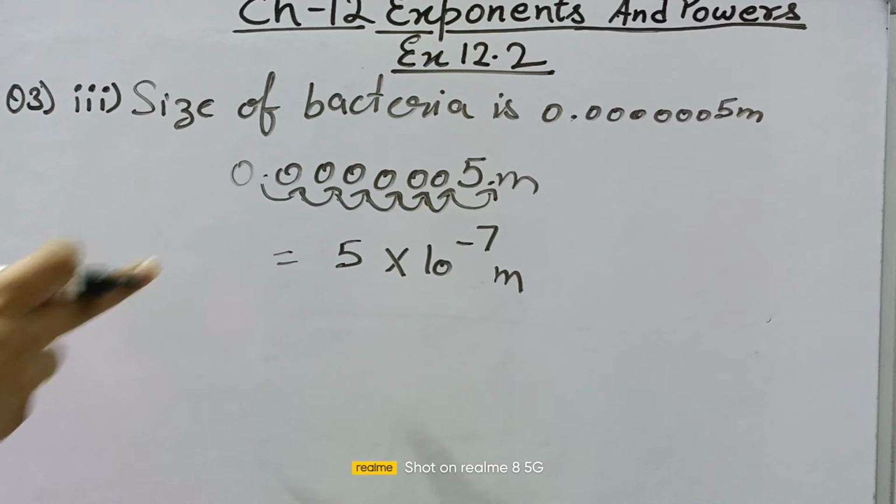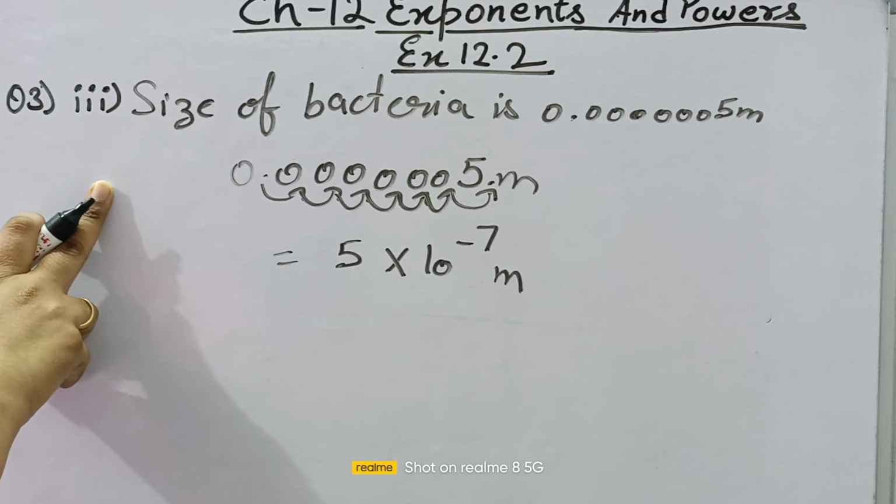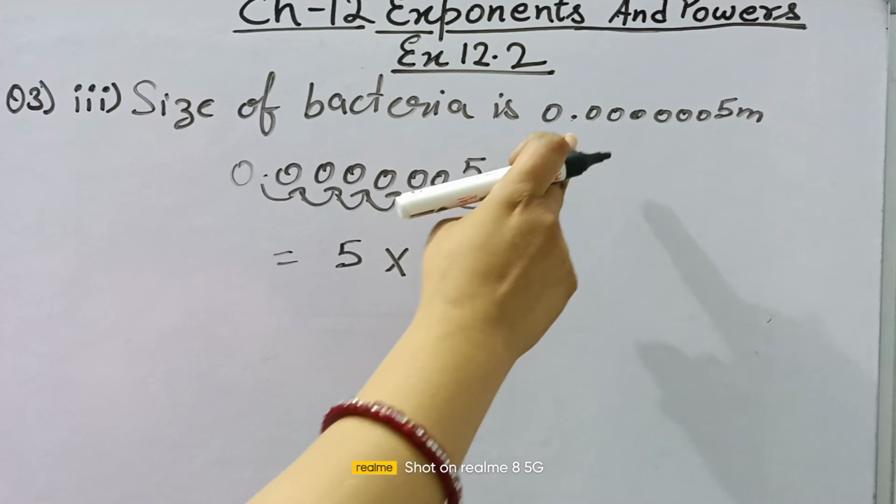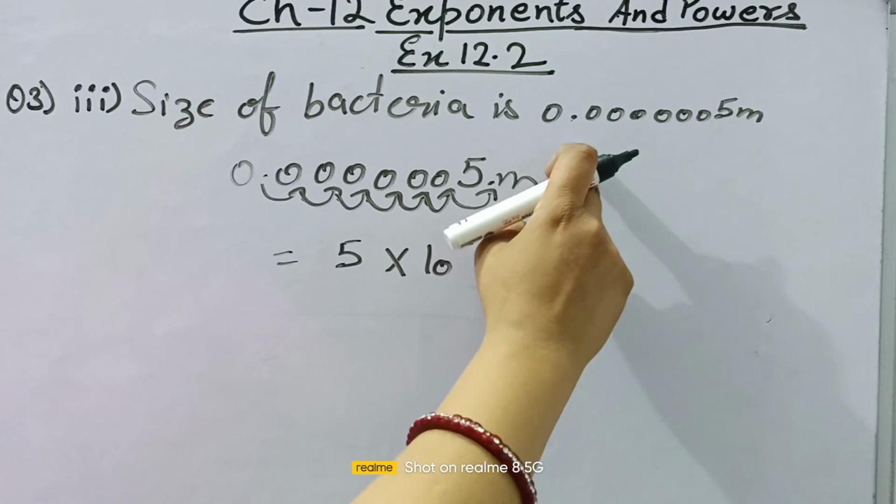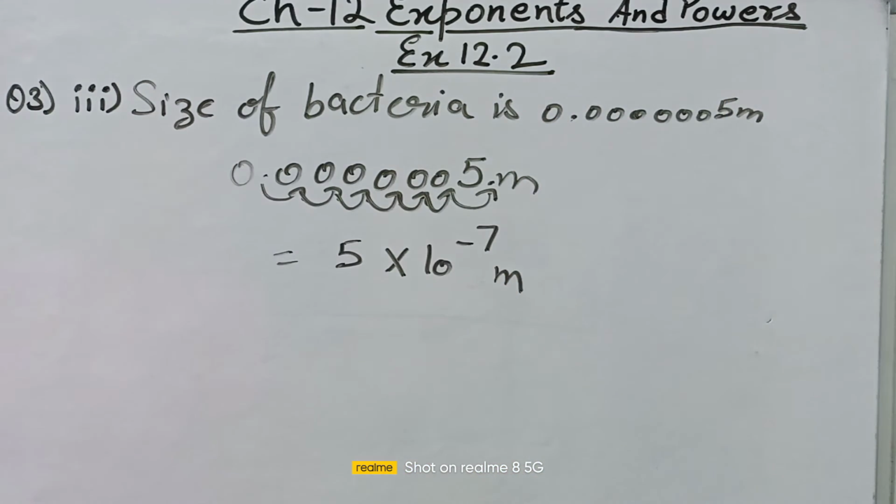Right? You can do it with that method also, where I explained that you can remove the decimal and write in the denominator how many zeros will come, and then you can take them to the numerator with a negative exponent. In the same way, you have to perform the other parts of this question. That is your homework.